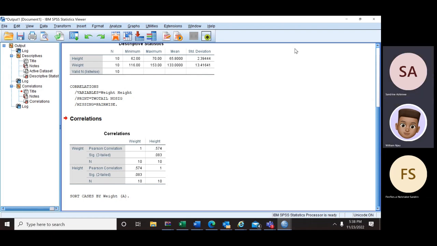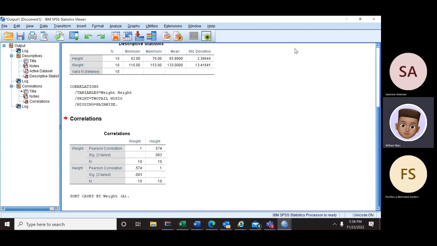The other thing I want you to notice is that it has given you the n. It's just the data where you had values, so it ignored the missing data. You can also see the 0.574 is repeated, because you're correlating the same things. It's still height and weight either way, so it's giving you the same values.